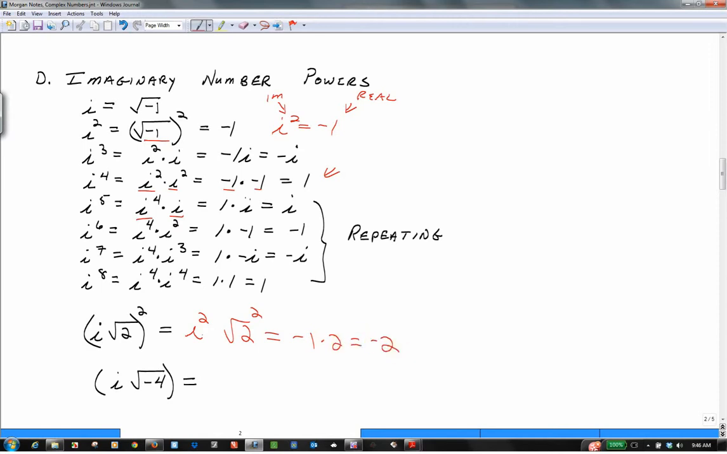For the next one, I have i times the square root of a negative 4. Well, this negative will come out as i. The 4 comes out as a 2 because the square root of 4 is 2. So what I'll have is i times 2. That's going to be equal to 2 times i squared, but i squared is a negative 1. It's going to give me a negative 2.